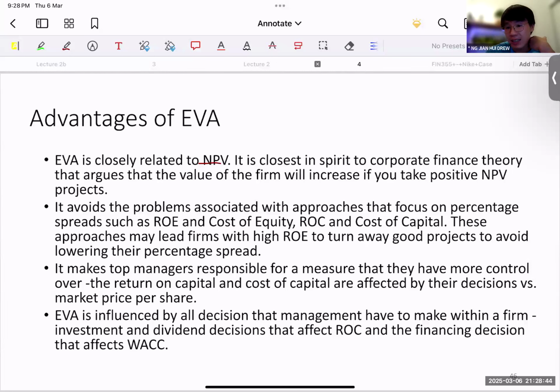Relative valuation? For relative valuation, we'll cover that in the last lecture. You can use it as well if you already have some knowledge of relative valuation.